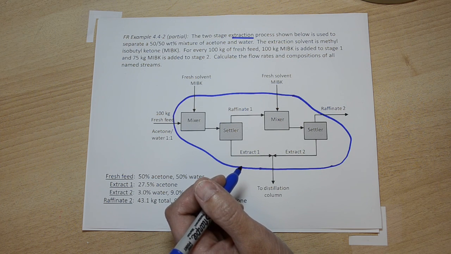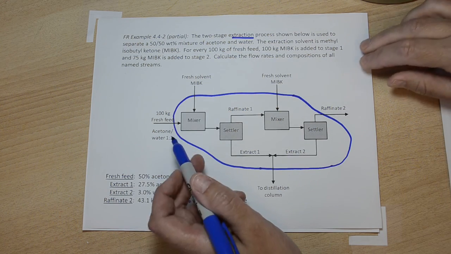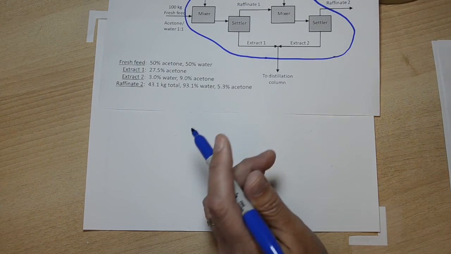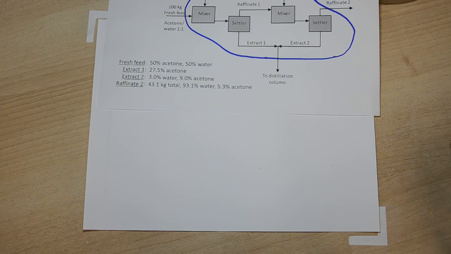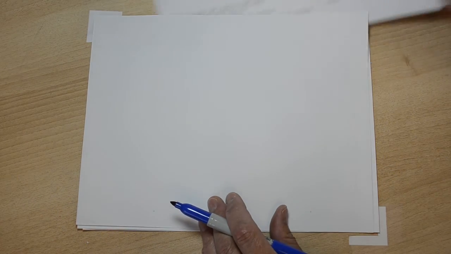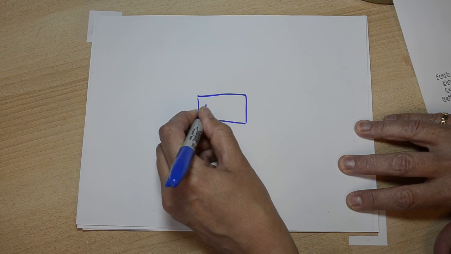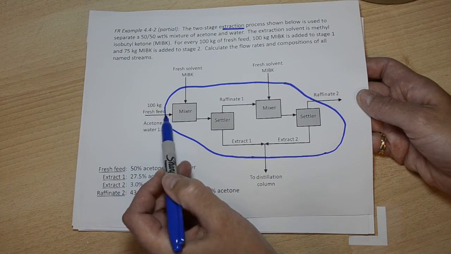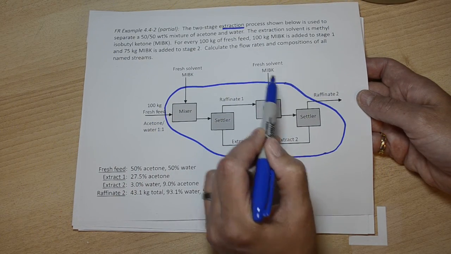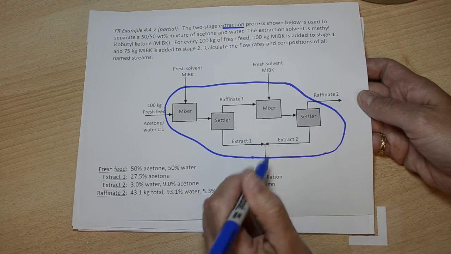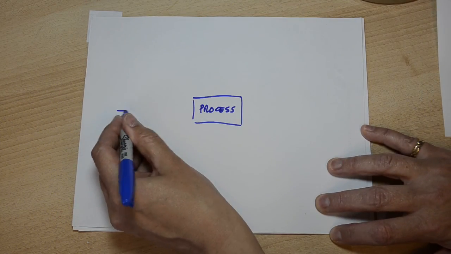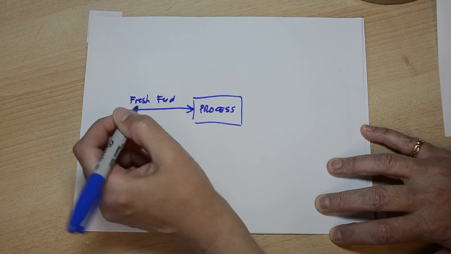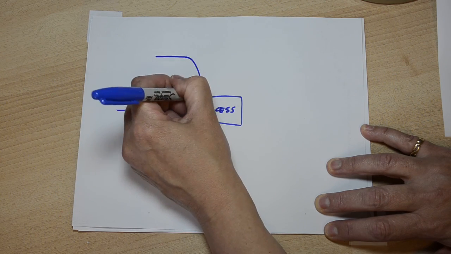In order to do the balance on this, I'm going to redraw it, labeling the process in a simple way so that I can keep track of the balances. I'm going to start over and draw something I'll just call the process. Referring back to the initial diagram, I'm going to put in a fresh feed, two MIBK streams, and two exit streams, the raffinate and the one that goes to the distillation column. By redrawing it, I make a lot of room, and it allows me to label it accurately.